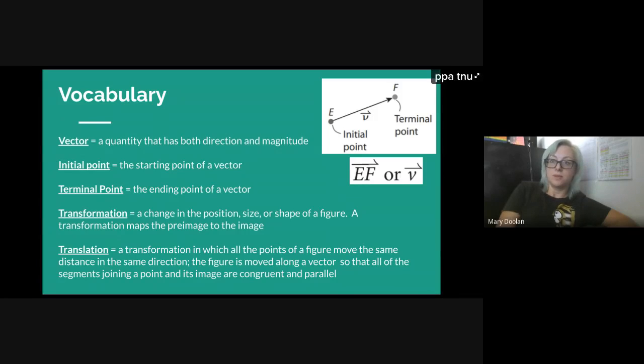A transformation, so this whole unit is about transformations, is a change in the position, size, or shape of a figure. A transformation maps the pre-image to the image. And the type of transformation we're looking at today is the translation. Those 2 words are pretty similar because they both start with T-R-A-N-S, but they're different words. Translation is a transformation in which all the points of a figure move the same distance in the same direction. The figure is moved along a vector so that all of the segments joining a point and its image are congruent and parallel.